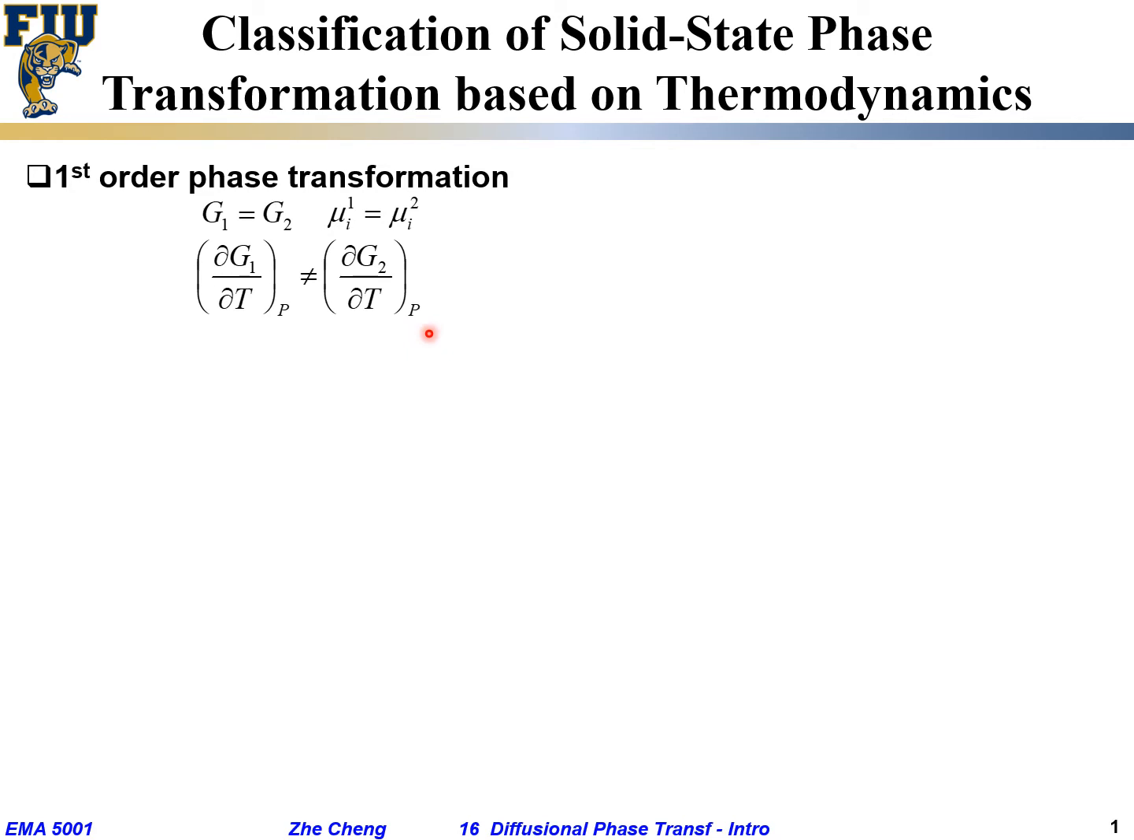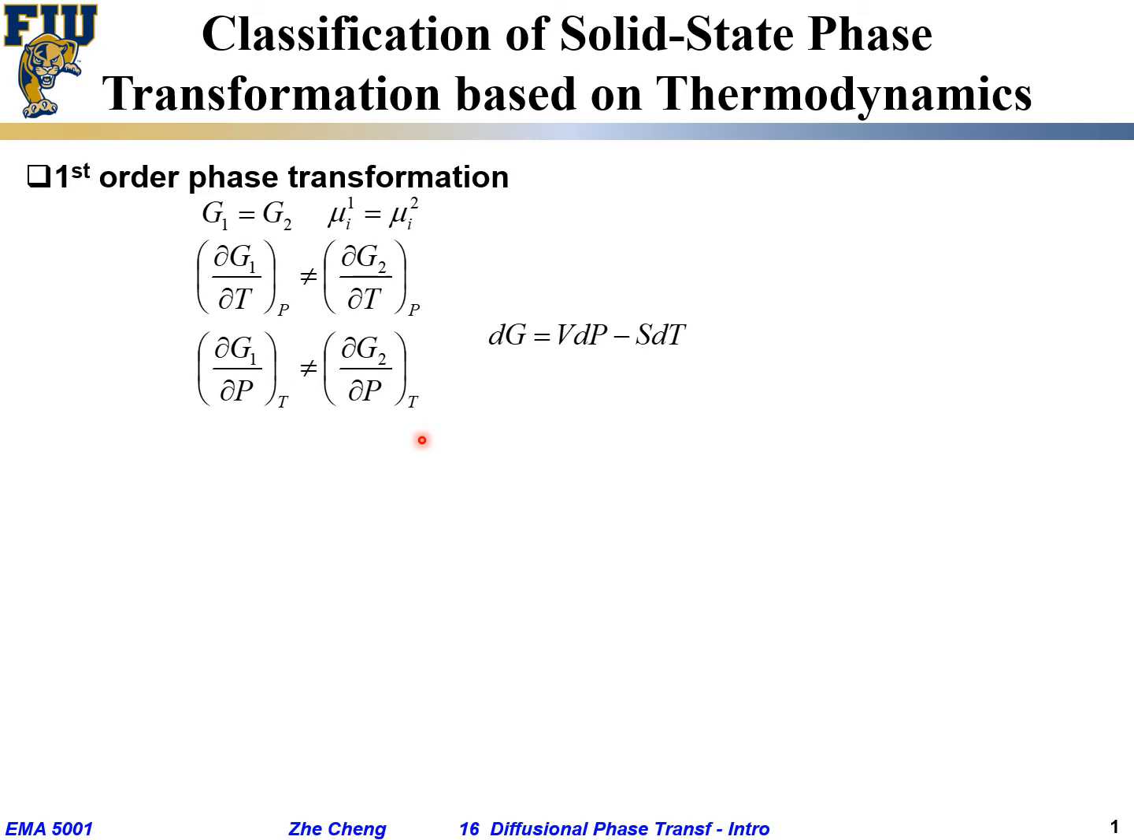Here we showed that for phase 1 versus phase 2, the partial differential of Gibbs free energy with respect to temperature at constant pressure is not the same. And at the same time, the partial differential of Gibbs free energy for phase 1 versus phase 2 with respect to pressure is also not the same under constant temperature condition.